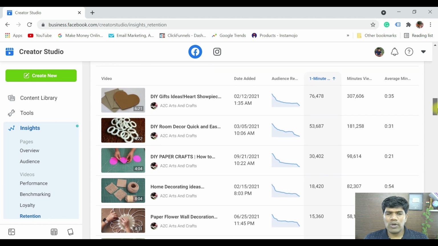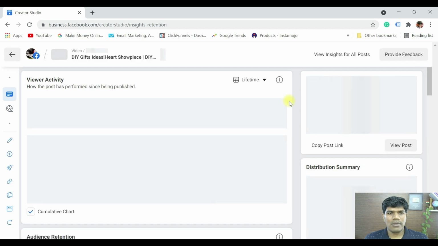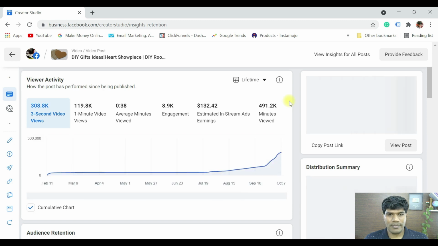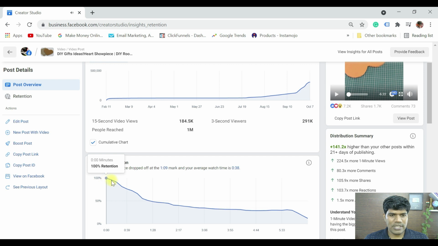You can also check how exactly each individual video has been performing, right? Say, for example, if you go to this particular video, you can see where exactly the audience are dropping. So let me just click on this metrics. What we are going to check right now in the analytics is for individual videos. It is going to indicate how many 3-second video views, 1 minute video views, average minutes watched, and everything. So 100%, right? Within the first 10 seconds, 4% have dropped.